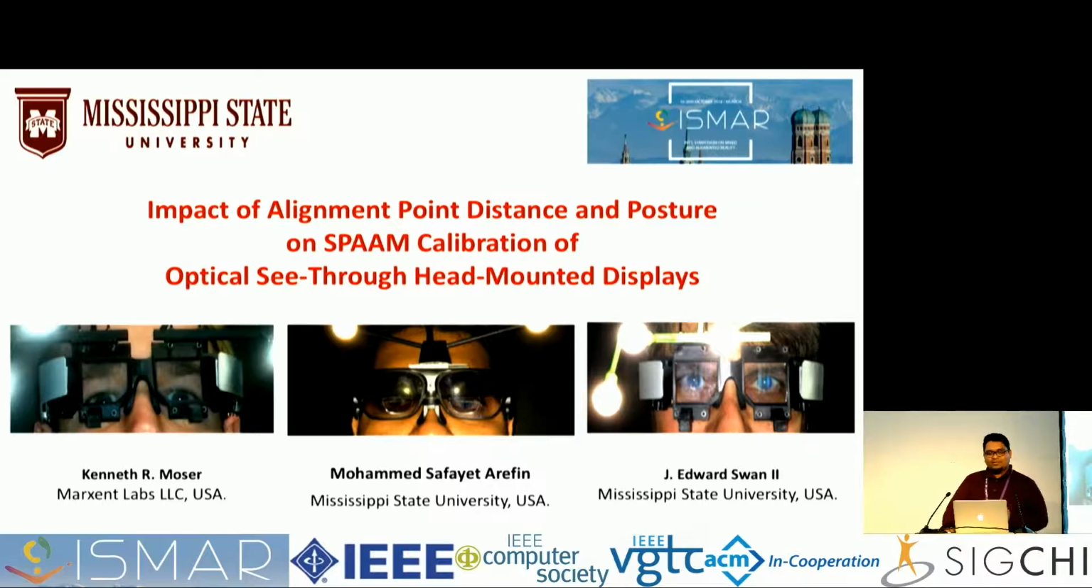The third author is Dr. Swan, who is our advisor and the leader of the lab. You can also see his eyes here. So from the pictures, I think you have an idea of what we are focusing on. We are focusing on estimating the user's eye using calibration with an optical see-through head-mounted display.